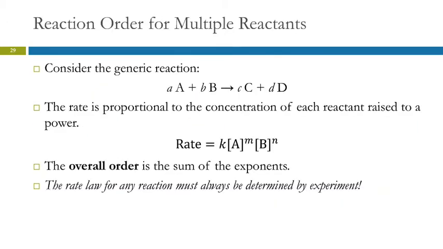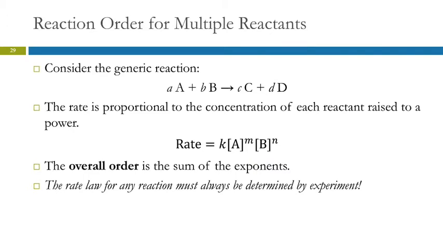So we were talking about a very simple decomposition reaction where we only had one reactant decomposing into products. What if we have something a little more realistic, like this generic equation here? Two reactants and two products. Well, the rate is going to be proportional to the concentration of each reactant raised to some power. So there's a rate constant, the concentration of reactant A raised to a power, just giving it the symbol M, and the concentration of the other reactant B raised to a power N.